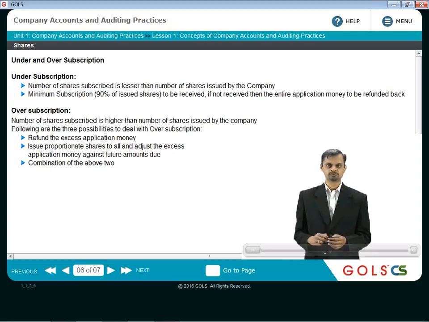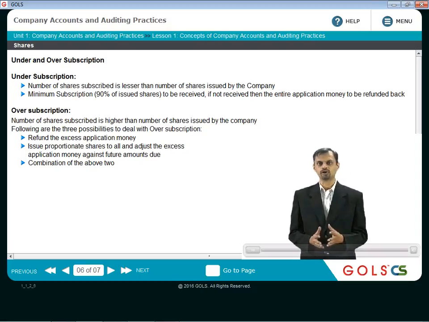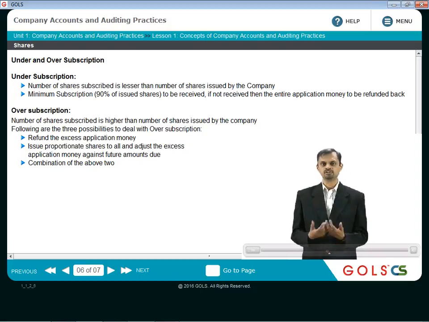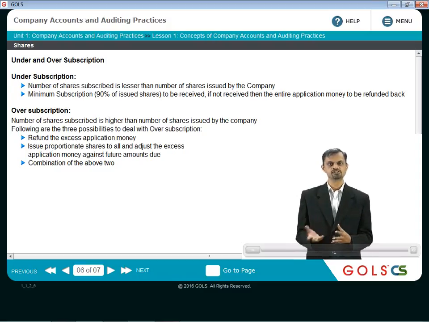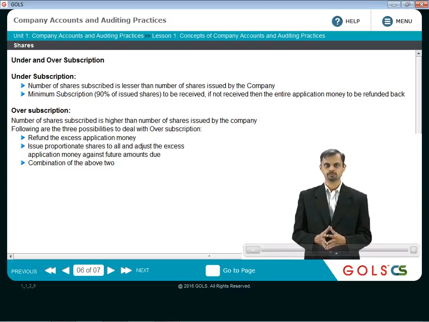Whereas in case of under subscription, suppose 50 lakhs was the issue size and people applied for 48 lakhs, then the shares can be allotted only to the extent of 48 lakhs, because that was the only amount which was actually applied for by the applicants.